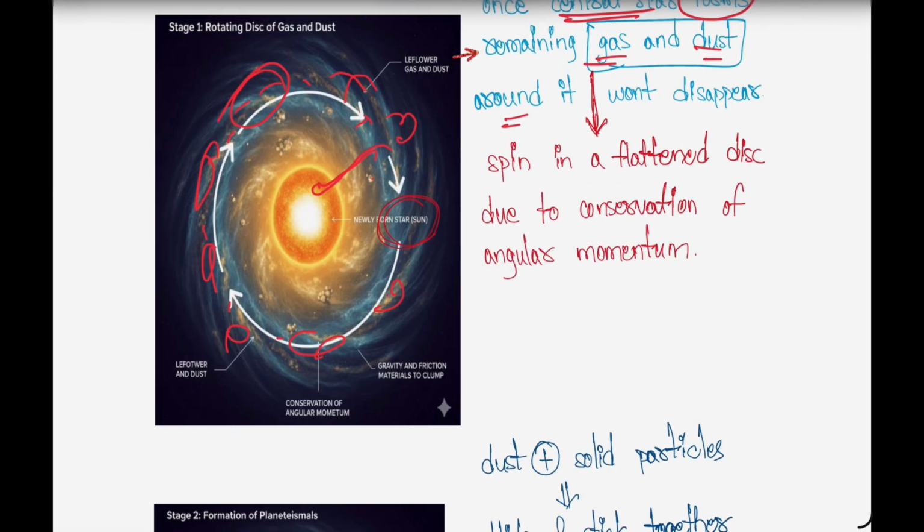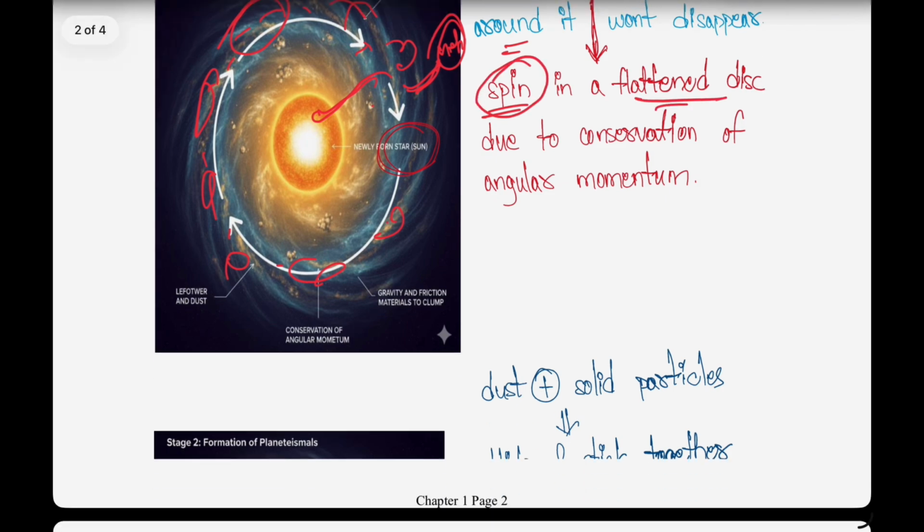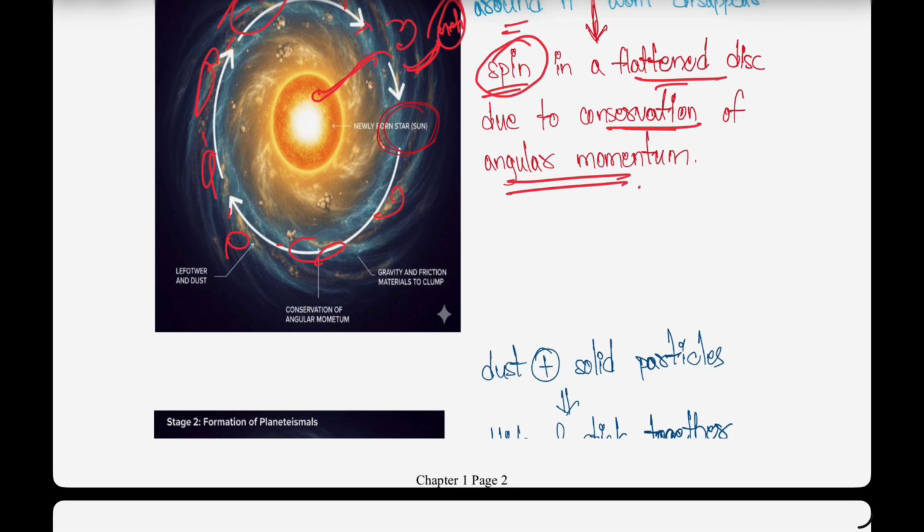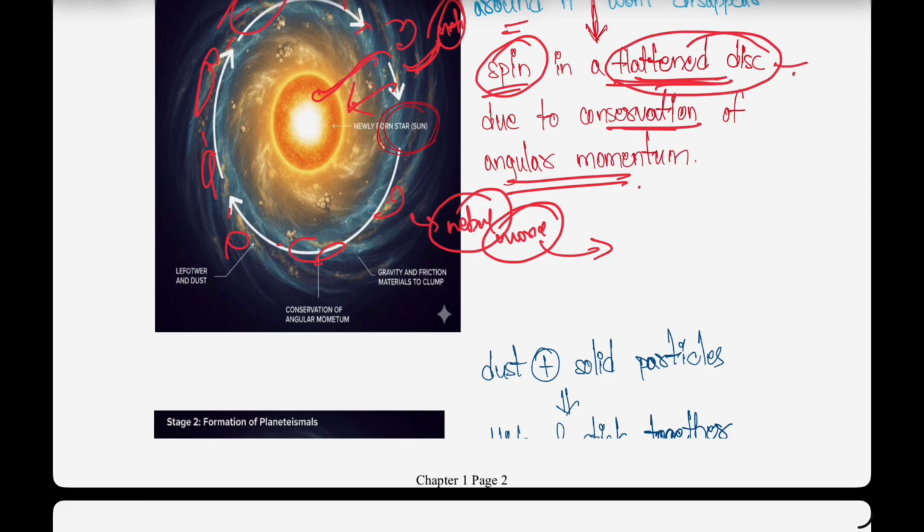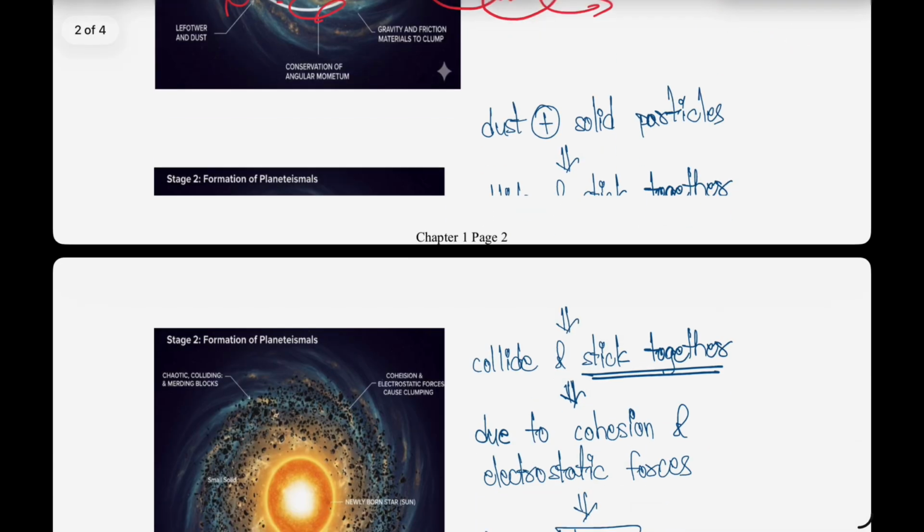So after the sun has been formed, there will be a spin in this particular nebula, right? So after that, what happens? Because of the spin, a flattened disk forms due to the conservation of angular momentum. Because of the decrease in the radius of the nebula, there will be more angular momentum, because of which the rotation of this nebula cloud will be faster, and a flattened disk will be formed around this little sun.